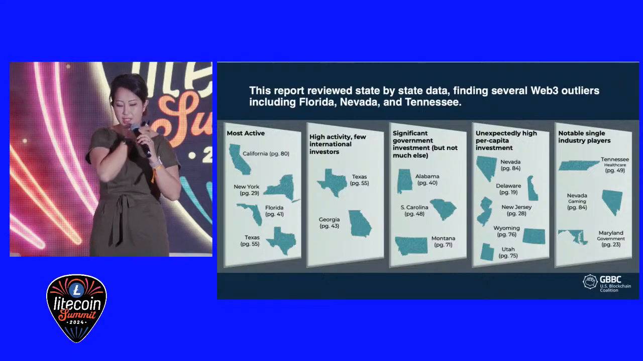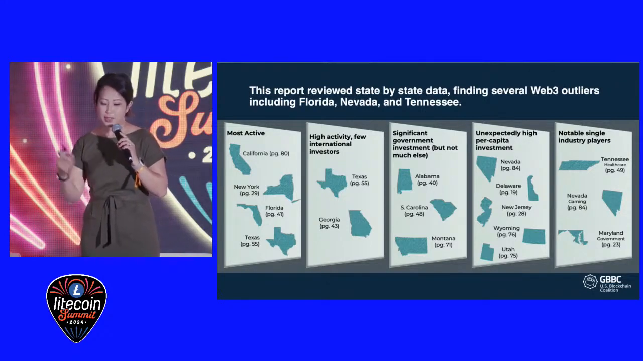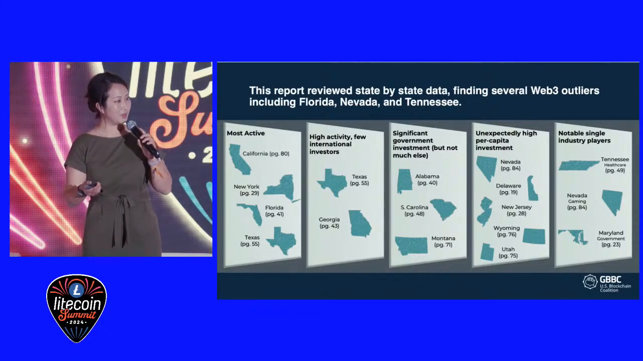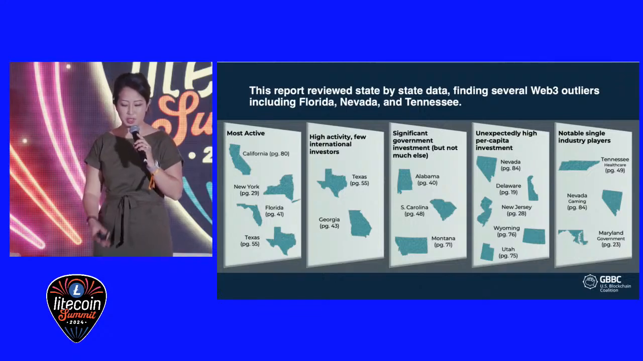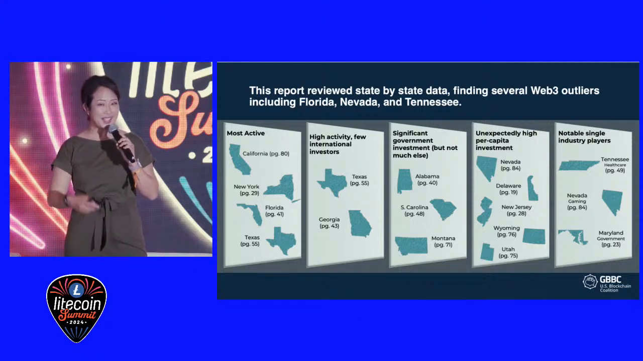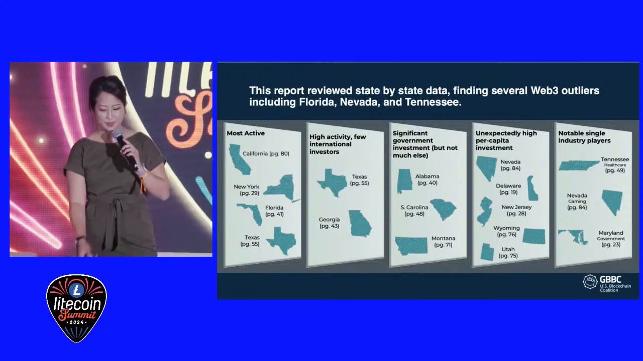Lots of government investment: Alabama, South Carolina, Montana. Unexpectedly high per capita investment. So we're like, oh, there's a lot of activity in these states, but not that big of a market, right? Nevada, Delaware, New Jersey, Wyoming, Utah. And then single industry players. So Tennessee for healthcare, Nevada for gaming, and Maryland for government.